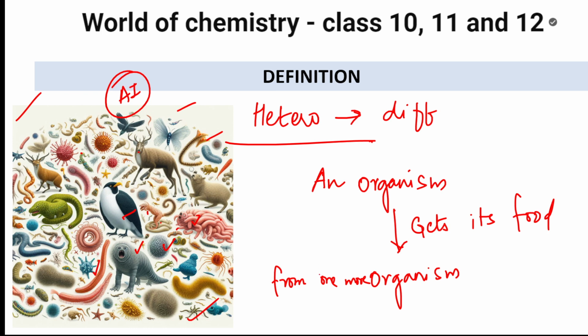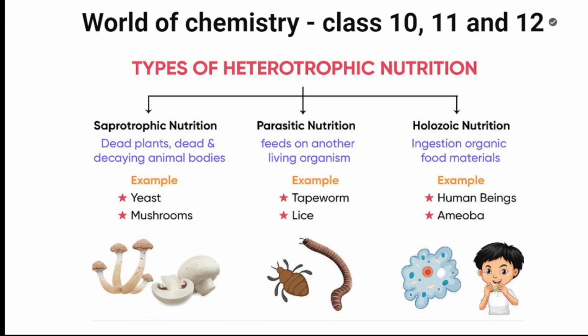Beautiful, na? All right. Now, one more thing is most important: in heterotrophic nutrition, organisms cannot synthesize or prepare their food by themselves. So they have to depend upon some other organism to get it. We are going to study heterotrophic nutrition in detail, simple like this. Types. I know the definition. Now heterotrophic nutrition is of three types: saprotrophic, parasitic, holozoic. We are going to study these in detail.